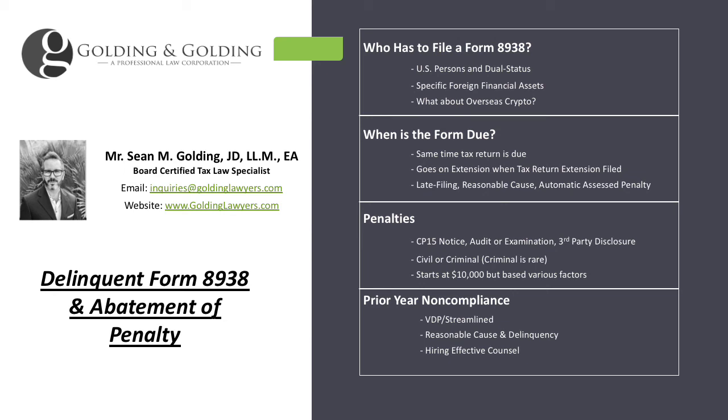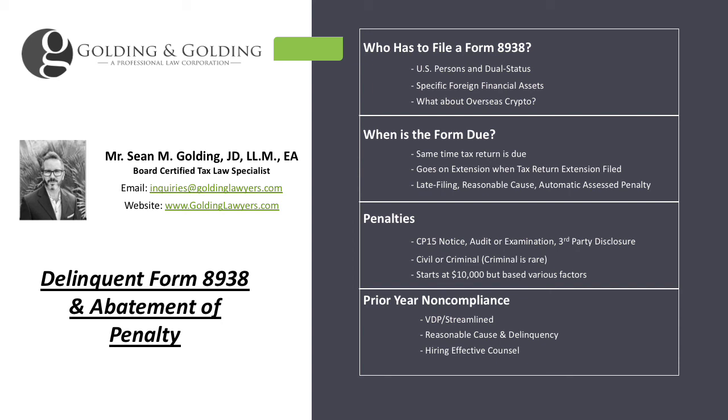If you're out of compliance for prior years, don't just run off and file a Form 8938. Speak to a board-certified specialist. Speak to someone that you trust wherever you are to go over the basics and give you the lay of the land. If you're willful, your only option is going to be the Voluntary Disclosure Program, or VDP, if you're inclined to make a disclosure. Otherwise, you may have the streamlined domestic, streamlined offshore. You may qualify for reasonable cause.